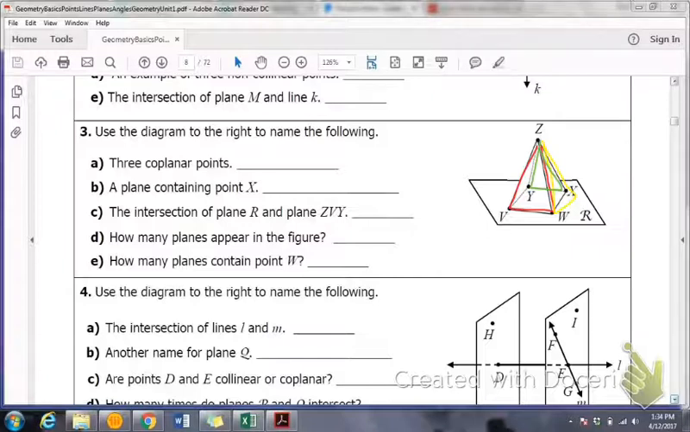Brian, do you have a question? I was going to try to answer that. Okay, just a second. What I'd like for you to do is name 3 coplanar points. There are many, many options here. Pick 3 points that are all on the same plane. Everybody's answers are going to vary. So pick a plane. Choose those 3 points.